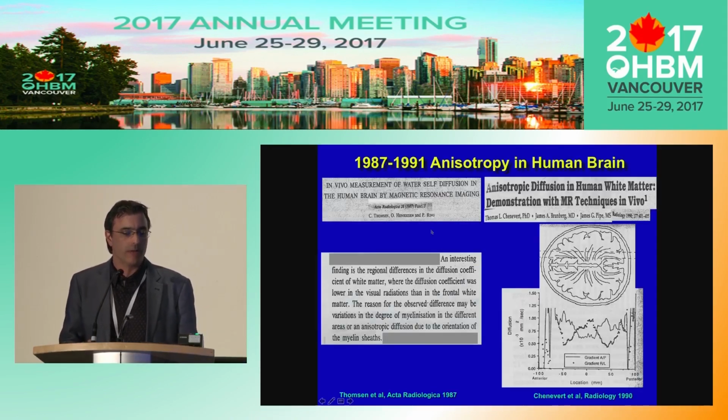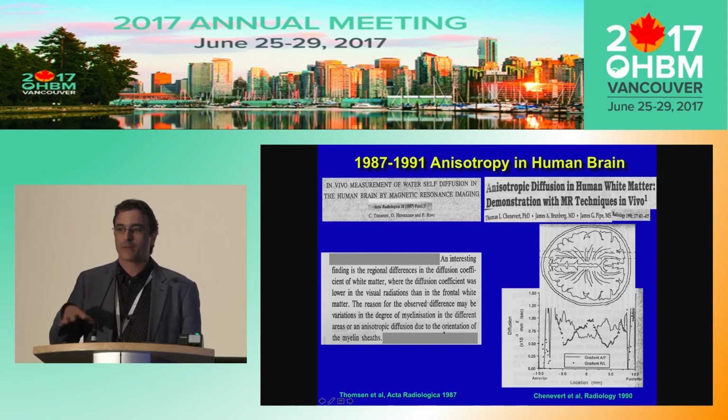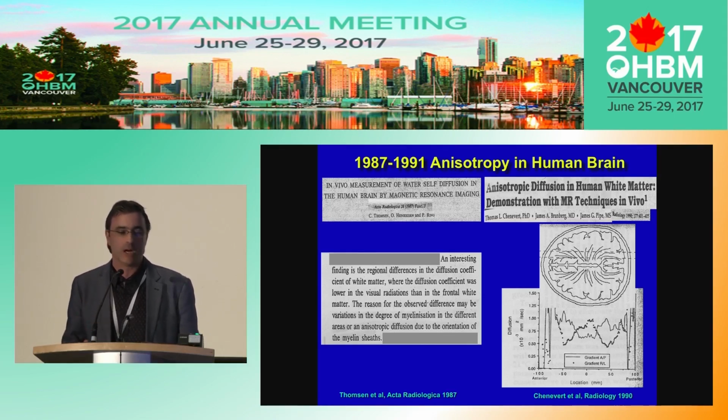But there were inklings of that back in 1987 in this paper by Thompson et al. In the human brain, where they saw that there was differences in diffusion coefficients in different parts of the brain, frontal white matter versus visual radiations, and they postulated that it might be due to the degree of myelination or perhaps due to anisotropic diffusion. So they kind of recognized, as early as '87, that there might be something up with this.